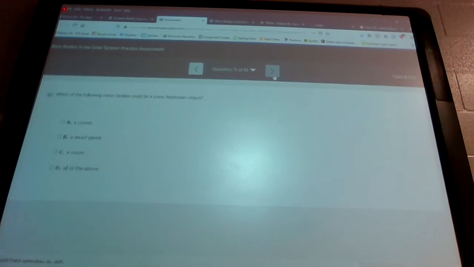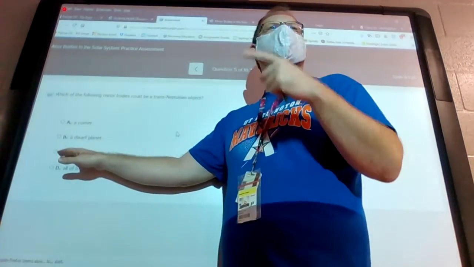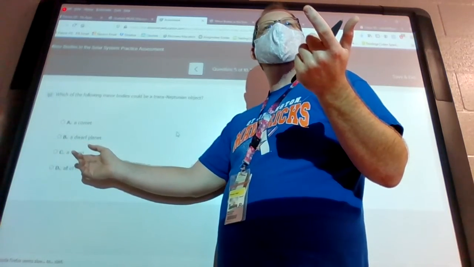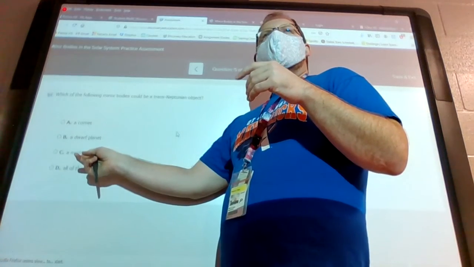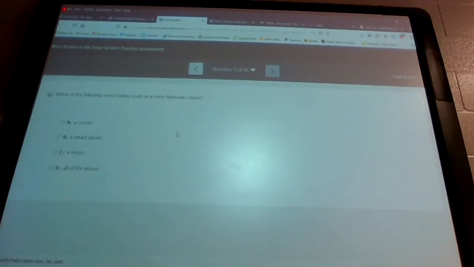Let's see. Which of the following minor bodies could be a trans-Neptunian object? A moon, dwarf planet, or a comet. Maybe all of the above. I might have to look at this one. The problem that I'm seeing here is the moon. A moon is orbiting something else, so how could it be a trans-Neptunian object? Well, the planet is a trans-Neptunian object, and the moon is orbiting the planet. Like Pluto's moon Charon: if we're calling Pluto a trans-Neptunian object, then Charon could also be a trans-Neptunian object. So that's probably correct. After we get done with this, I'll double check and see if I'm getting anything wrong here.